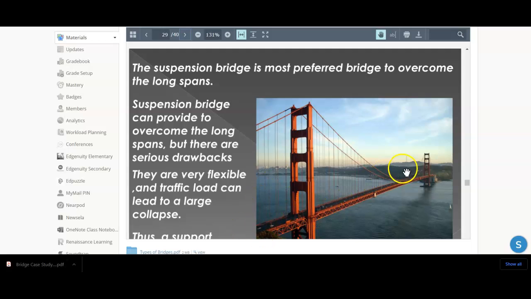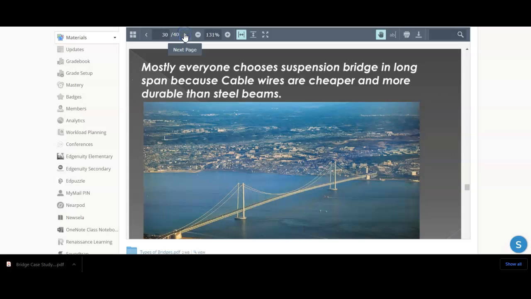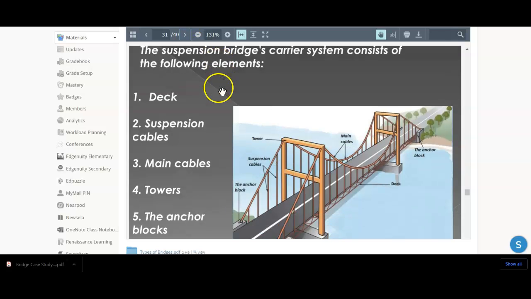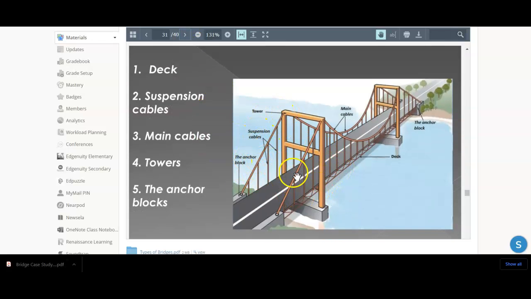And if you've ever crossed this bridge, there's a toll going one way and another toll going the other way. And that's how they pay for the painting of this bridge. Not to say that other bridges don't need maintenance. Other bridges do need maintenance. Same thing. And so here's some of the parts that I already talked about.